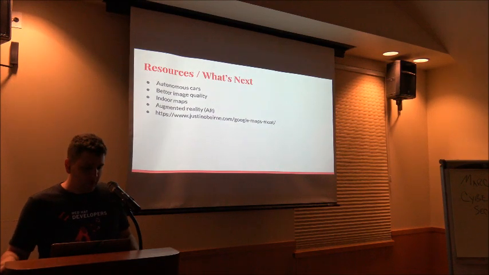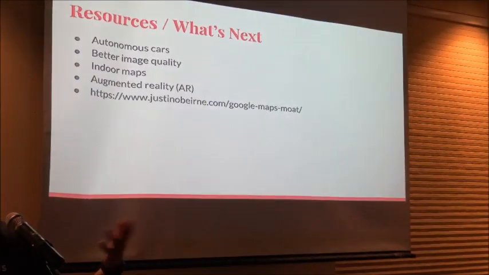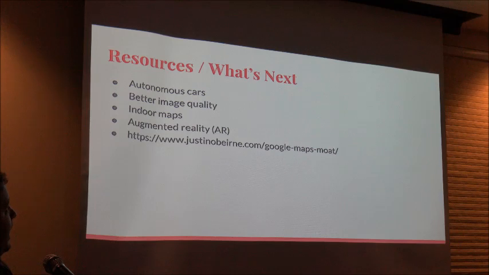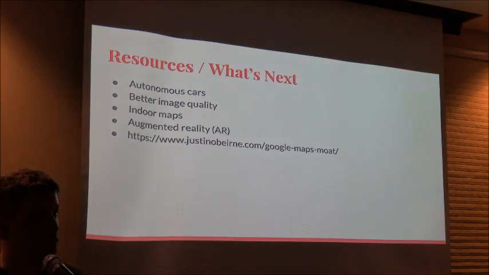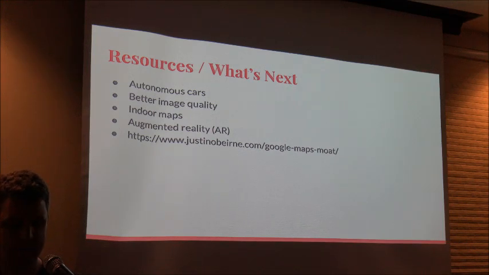But I want to quickly also just say what's next. What's the next big thing that Google's going to start to do? And I'll load these slides up again when we're done. One of the things that you've probably heard a lot of is autonomous cars. The big reason Google is investing in autonomous cars is so they don't have to pay people to drive around and take pictures. They can just have cars go around and do it. So that's a big deal and something that's coming.